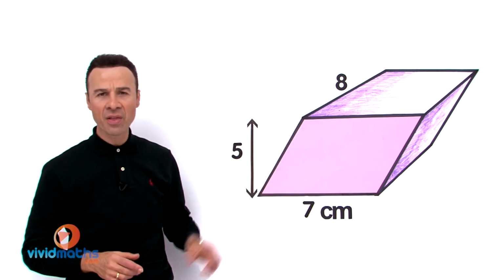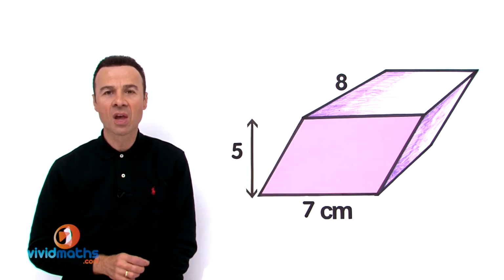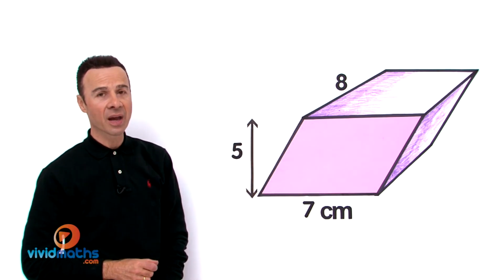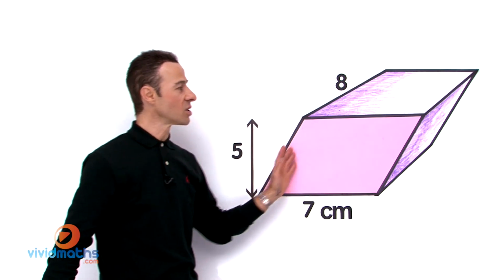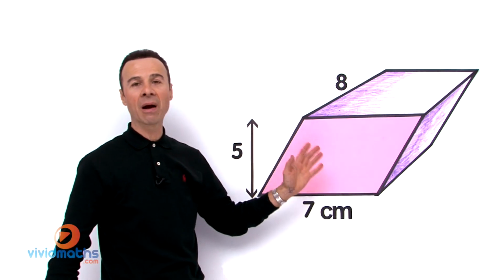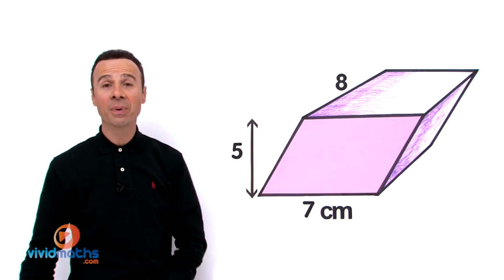Now, this is a rather unusual one. You won't see one of these shapes very often. Yes, it is a prism and it's a parallelogram in the front, so it's called a parallelepiped prism. Very rare, but you do see them.